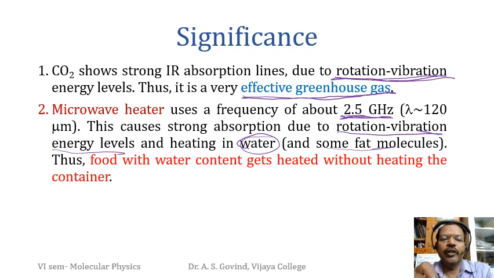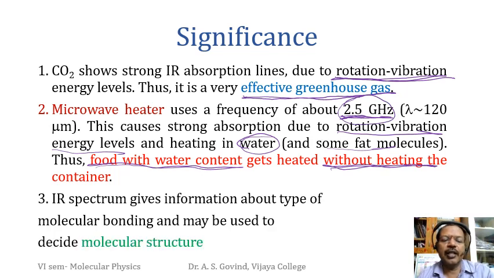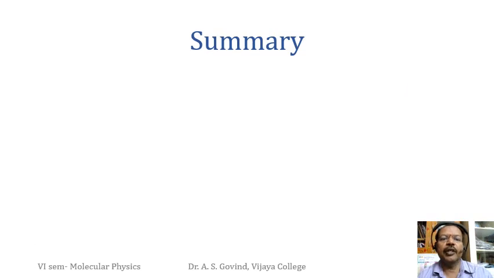So therefore, when you keep any food in the microwave heater, food with water content, that is important. If it is totally dry, then it won't get heated. It gets heated without heating the container because the container may be made of some solid and the energy levels of that will not agree with this kind of frequencies. So that is the advantage. Then infrared spectrum gives information about the type of molecular bonding, and IR spectra is a very important tool for finding the molecular structure. Now we will take the summary of whatever we have learned in this lecture.